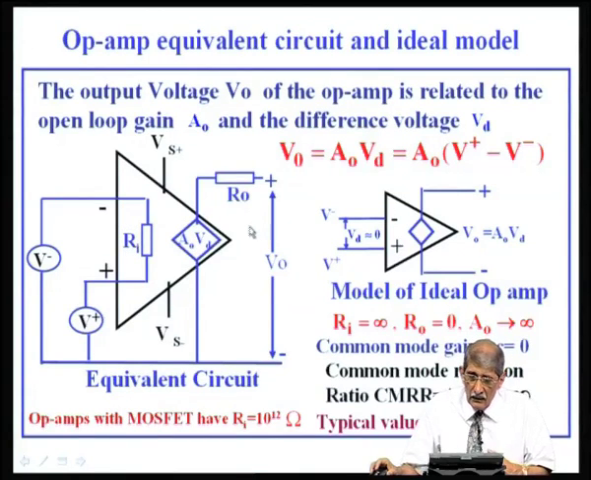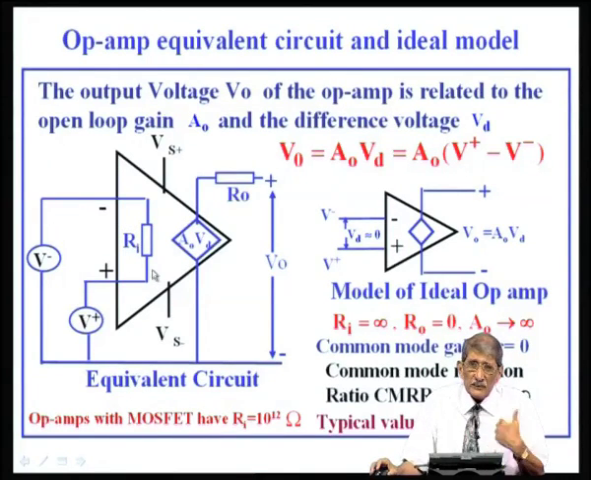Now, when you use it in a circuit, one has to remember that A naught is very large. This is the ideal equivalent of the amplifier. R naught, the output resistance, is very small in these devices, maybe 50 to 60 ohms or even lower. Okay. R naught, I am putting it 0 here. So, the output is an ideal voltage source, whose value V naught is equal to A naught into V d.